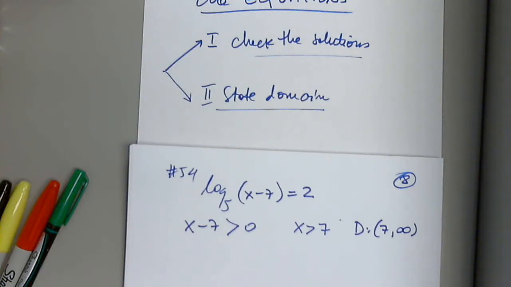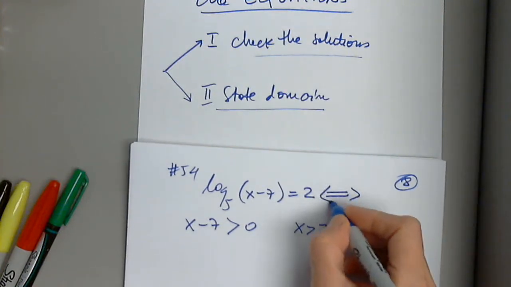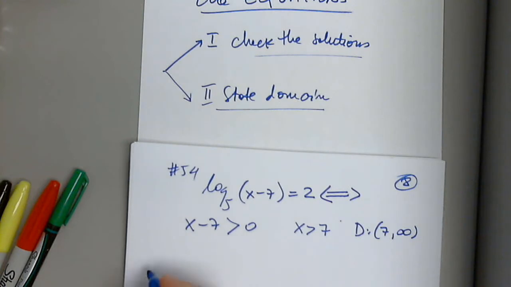The reason why I prefer this method is twofold. Number one, we practice finding the domain of log functions, which is very important. And number two, I may forget to go back and check. It's possible, right? But if I have the domain, it's unlikely that I would forget because I spend time to find it. Okay? So I don't know how to solve this, but I know that it's equivalent to an exponential equation.